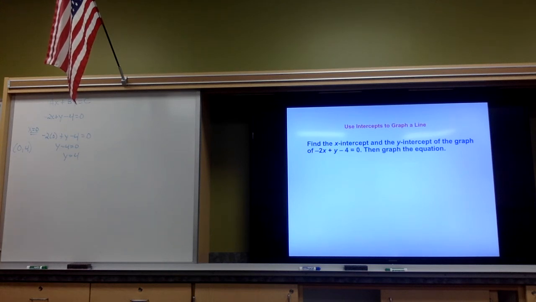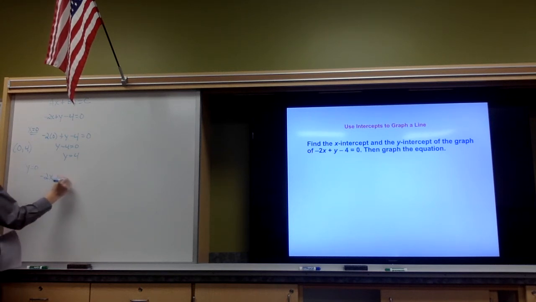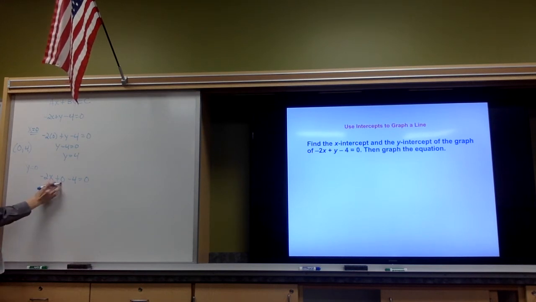Now, let's find the x-intercept. So that's when we put 0 in for y. So negative 2x plus 0 minus 4 equals 0. So this is gone. We can add 4 to the other side. So x is going to be negative 2. So now we're going to have negative 2 and 0. So here's the x-intercept. Here's the y-intercept.